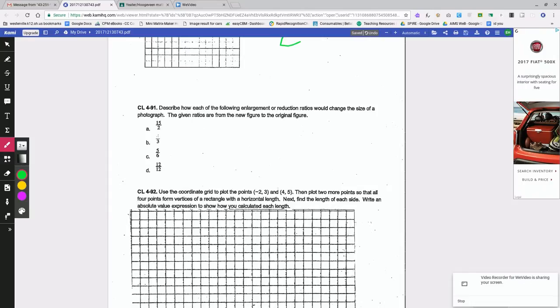Coming down here with a size change or not. So again, all you have to remember: if the number's larger on top, it's going to enlarge. And if the number is smaller on top, larger on the bottom, it will reduce or get smaller.